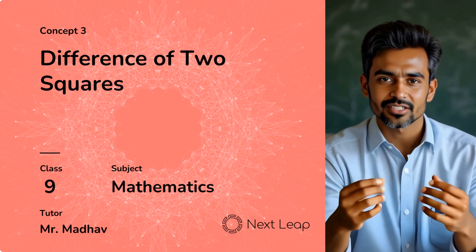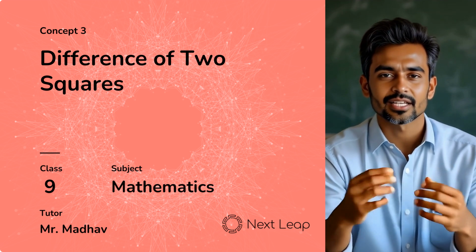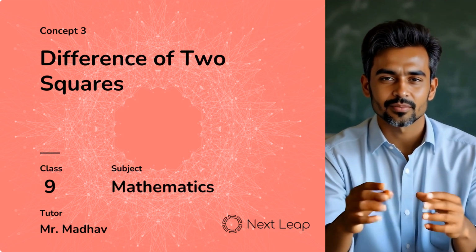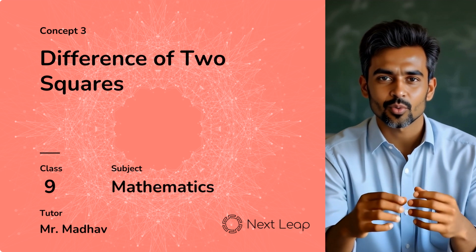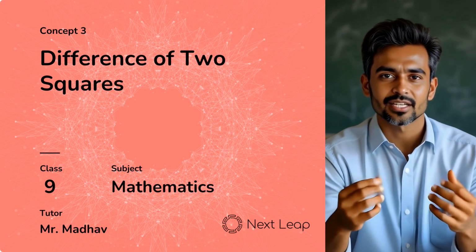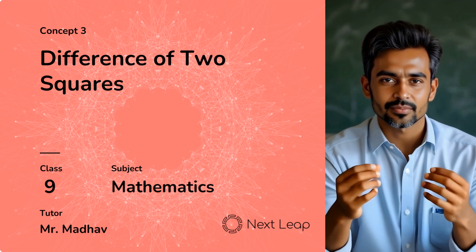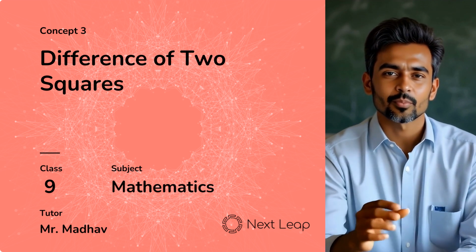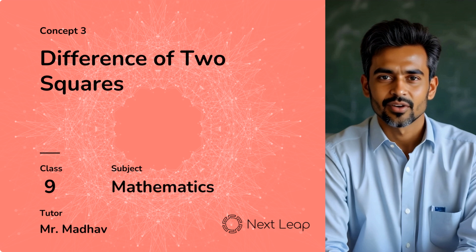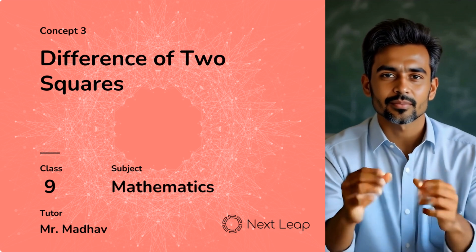This is known as the difference of two squares, a very handy trick for fast factorization. It works only when both terms are perfect squares and are separated by a minus sign. Let's dive in and see how beautifully this identity simplifies a variety of expressions.